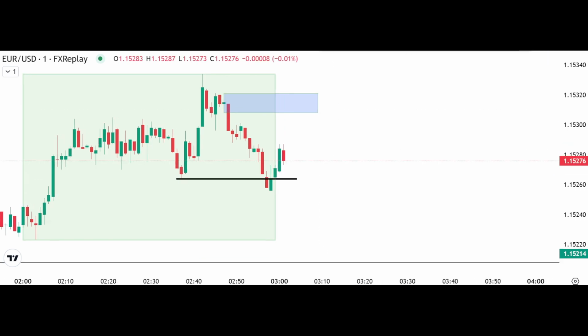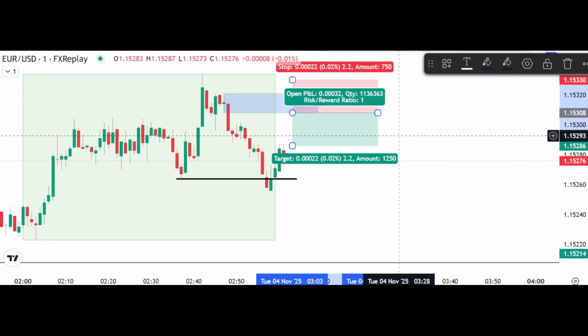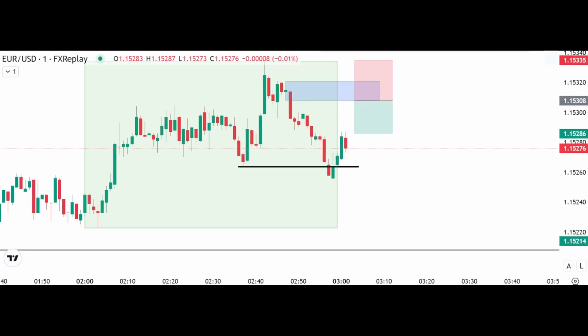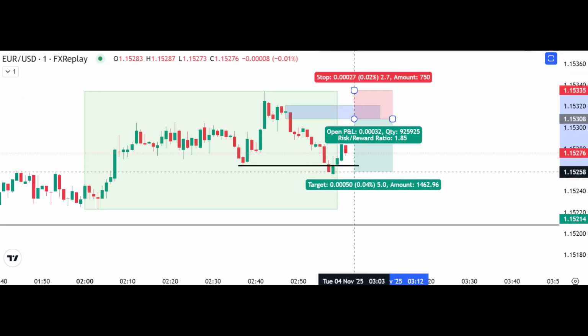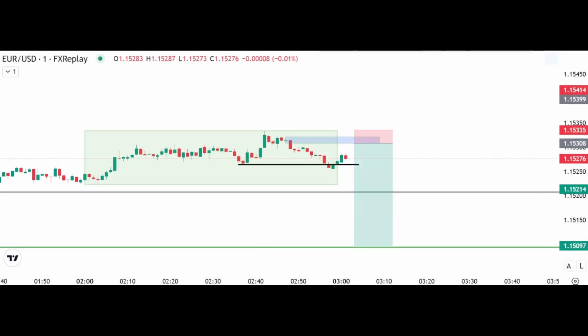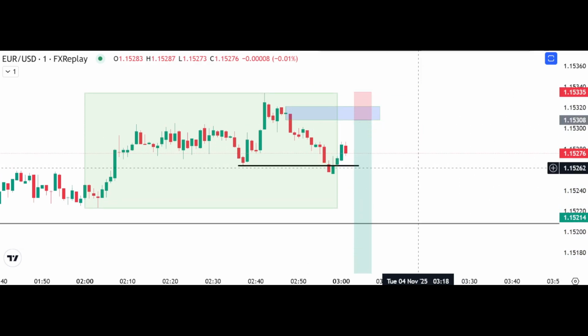As you can see, we will set limit order here. Take profit either the recent low or 1 to 3. You can even go to 50% if you like.